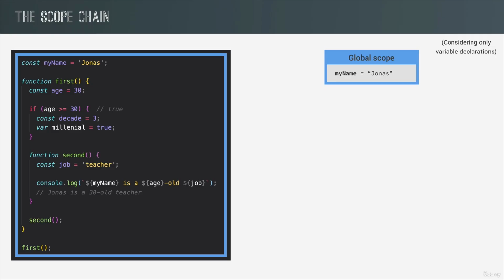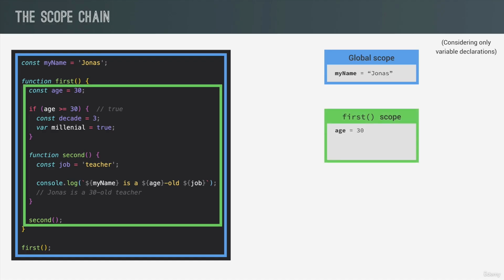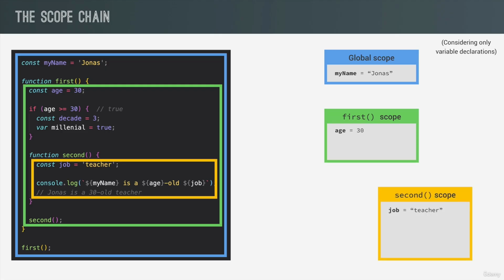Anyway, inside the global scope, we have a scope for the first function, because each function creates its own scope, remember? And what's in this scope? Well, it's the age variable that's declared right at the top of the function. Next, inside the first scope, let's now consider the second function, which will also create its own scope containing the job variable set to teacher. So as you see, we have a nested structure of scopes with one scope inside the other.